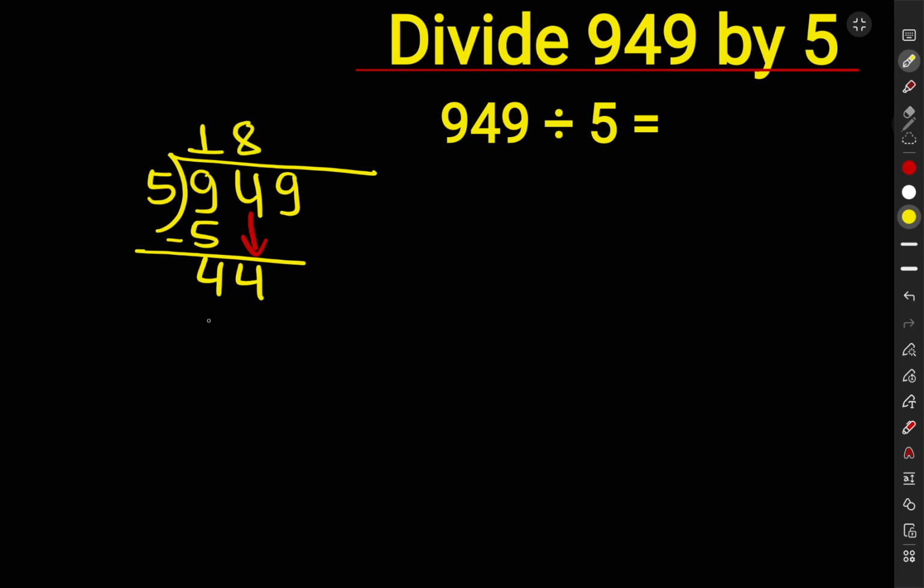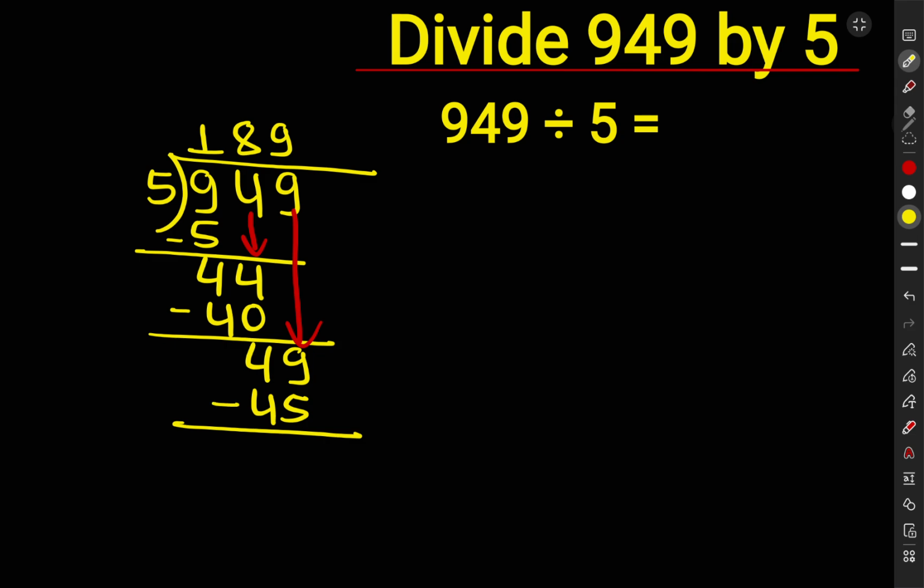5 times 8 is 40. On subtracting we get 4. So again we put down this 9 and it is 49. 5 times 9 is 45. On subtracting we get 4.